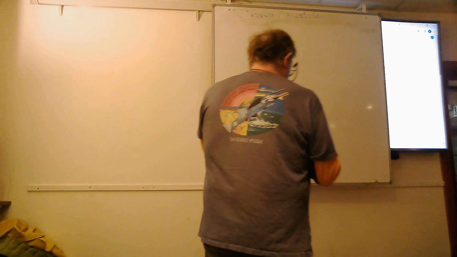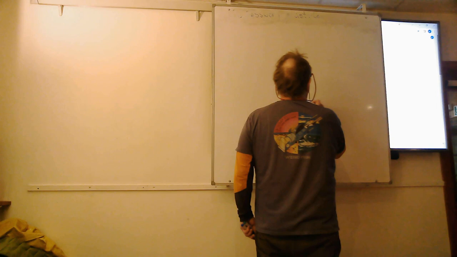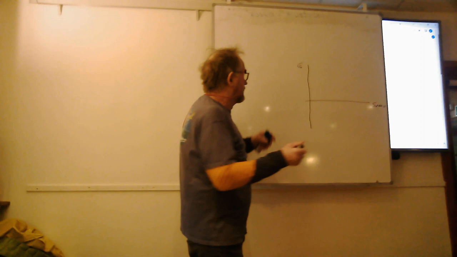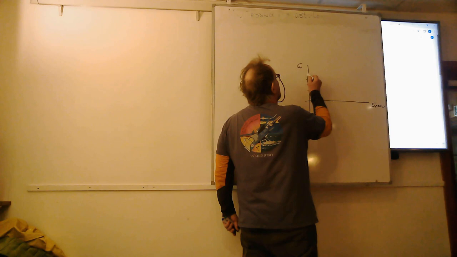So it's fundamentally a graph of G loading and speed. So G loading and speed. So the first thing we look at is the stall speed of the aircraft at various speeds, the speed it will stall at.